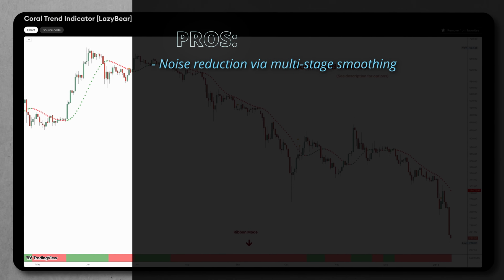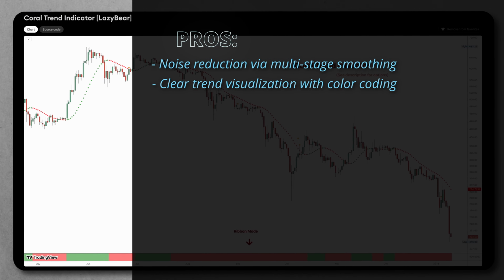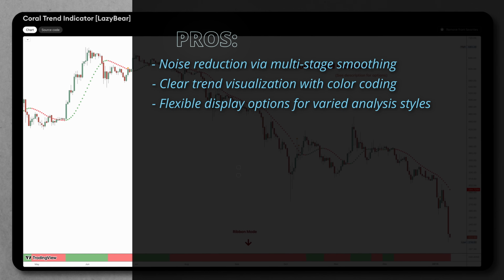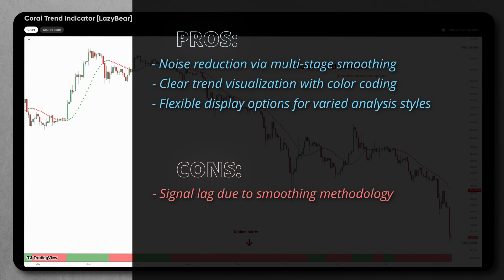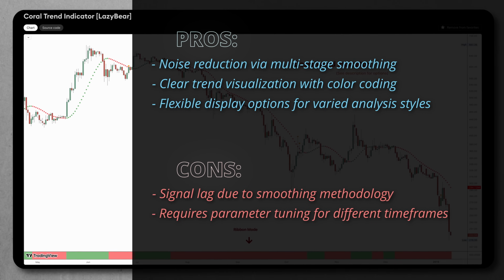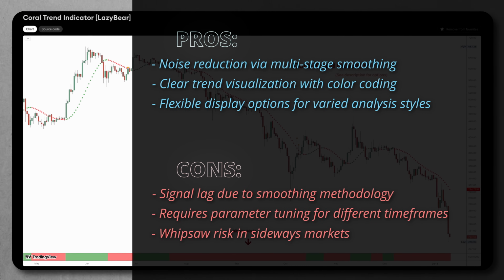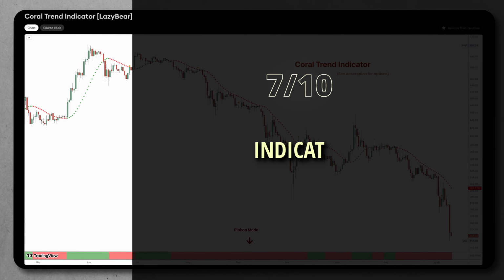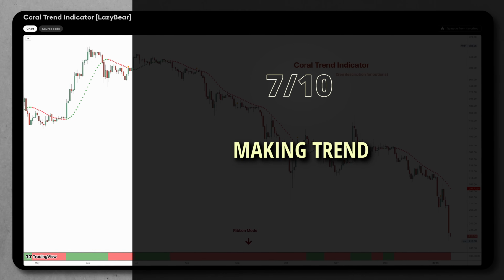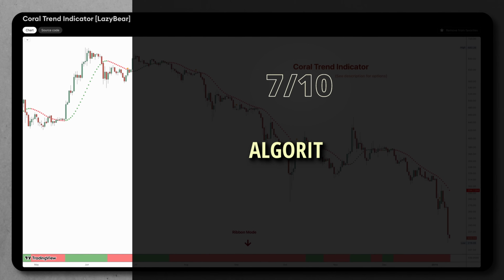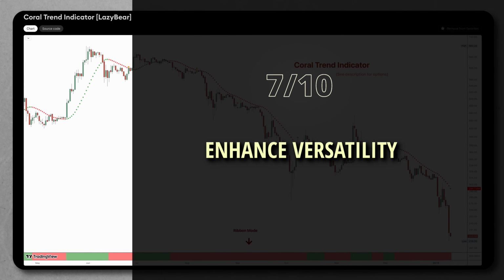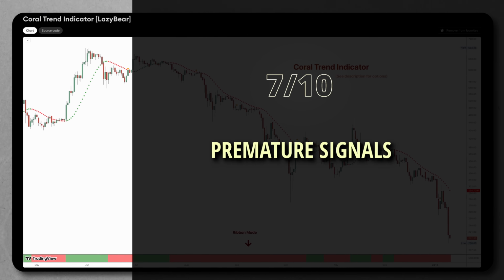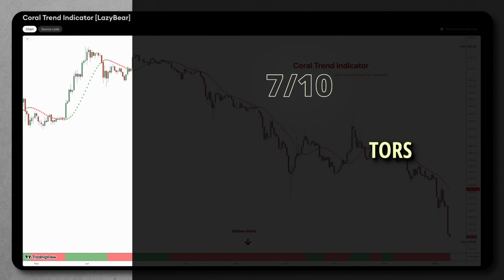Pros: noise reduction via multi-stage smoothing, clear trend visualization with color coding, flexible display options for varied analysis styles. Cons: signal lag due to smoothing methodology, requires parameter tuning for different time frames, whipsaw risk in sideways markets. Ranking: 7 out of 10. The Coral Trend Indicator effectively filters market noise, making trend identification clearer through its advanced smoothing algorithm. Its customizable display options enhance versatility across different trading approaches. While inherent lag helps prevent premature signals, it's best paired with volume or momentum indicators for confirmation.